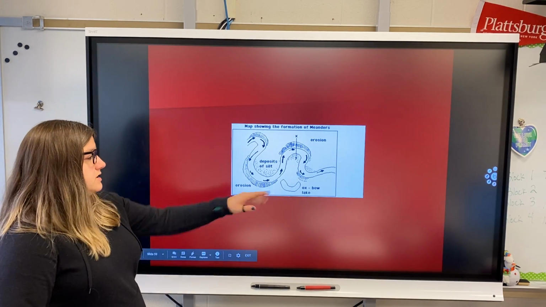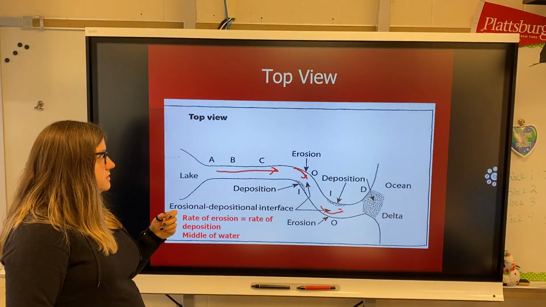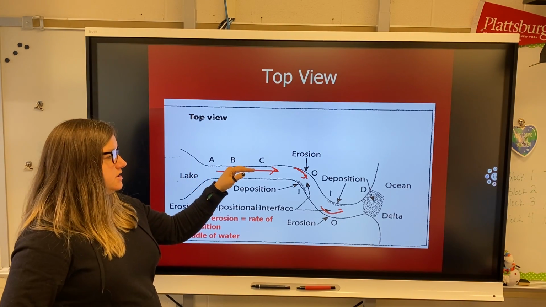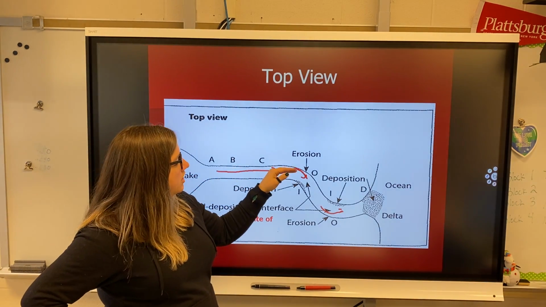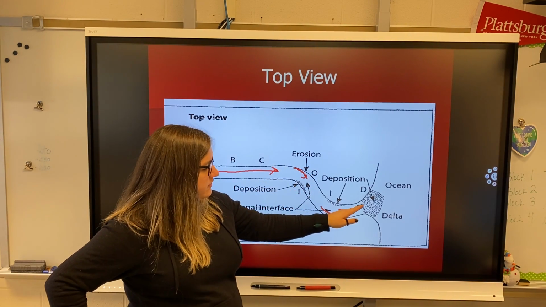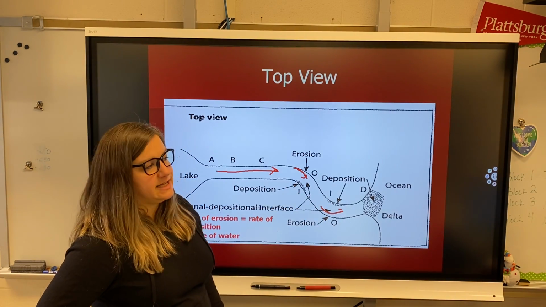And then we've talked about oxbow lakes before. That has to do with deposition. The fastest water is going to be moving right down the center until you get to the curve, and then the outside of the water is going to be faster. Outside of the curve is going to be faster until it gets to the ocean. Deposition is going to happen on the insides of the curves.